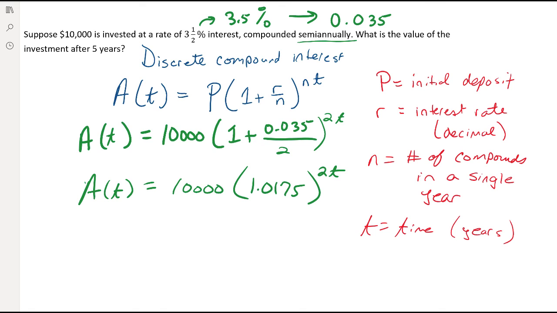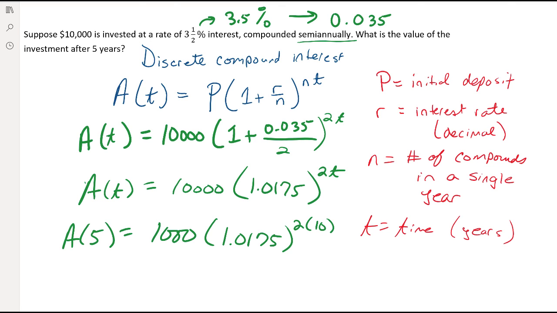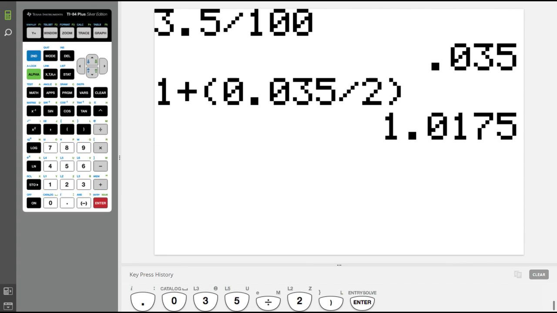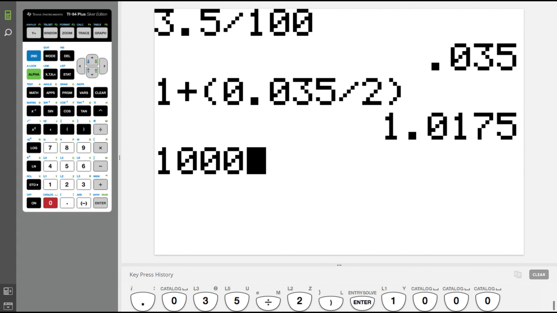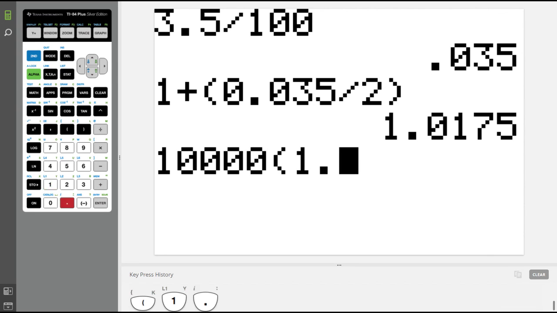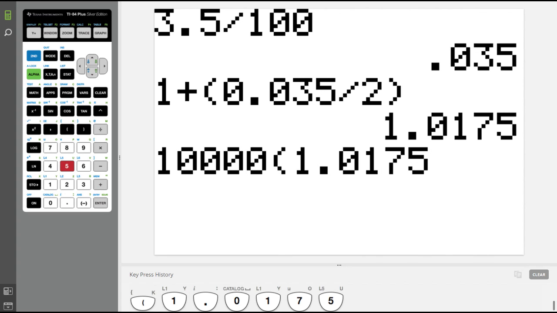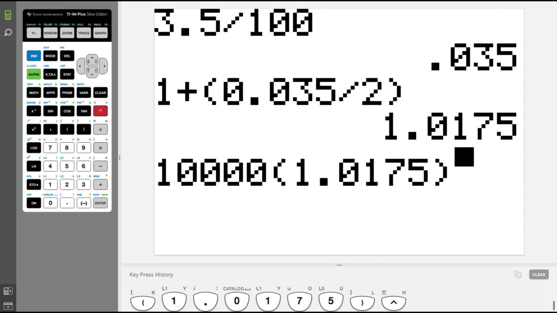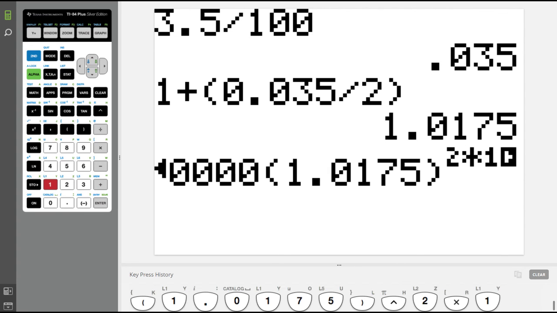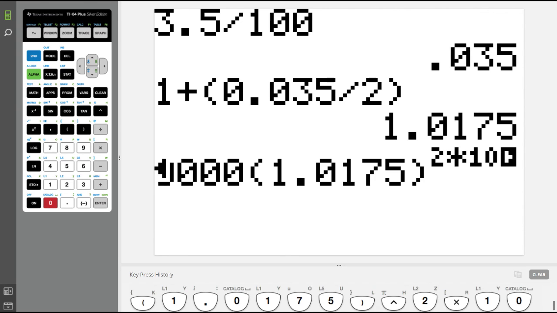But now let's answer the question, what's our amount after 5 years? All we have to do now is plug in 5 for t. So that's 1.0175 to the 2 times 5, or 10th power. Okay, we're going to round our answer to 2 decimal places. So it's going to be 10,000 times 1.0175, and this is raised to the 2 times 10 power. Now I will say this, if you have a calculator where it doesn't bump you up as a superscript when you do your power notation, make sure you put the 2 times 10 in parentheses.